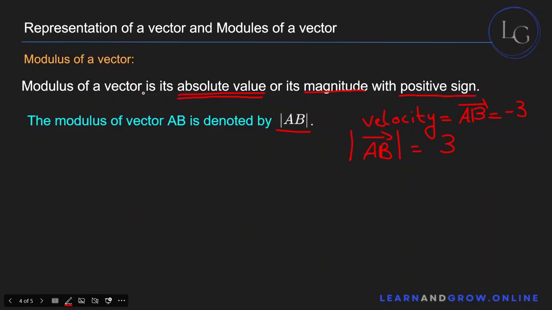But remember that the modulus of a vector is the magnitude without the direction. The negative sign over here represents that it is going in the opposite direction. So the magnitude of it will just be 3. It will not be -3 because we're ignoring the direction when it comes to the modulus. Okay.